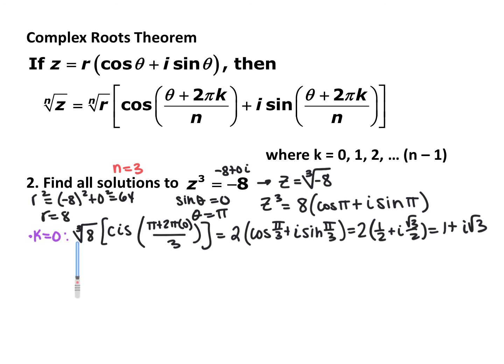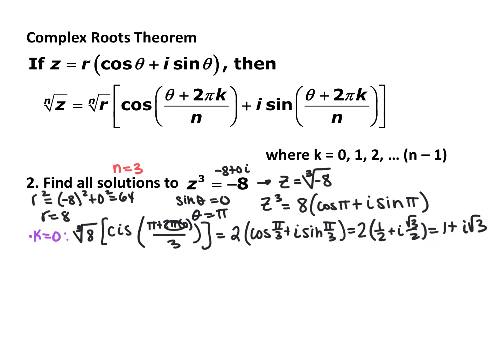So I plug in all of that information. I get the cube root of 8 times cosine plus i sine of pi plus 2 pi times 0 all over 3. Well, anything times 0 is 0, so that's just going to go away. And I end up with just pi over 3 inside. Since this is something that's nice on the unit circle, I'm going to convert this back into rectangular form. The cosine of pi over 3 is 1/2. The sine of pi over 3 is root 3 over 2. So the first solution to this equation is 1 plus i root 3.